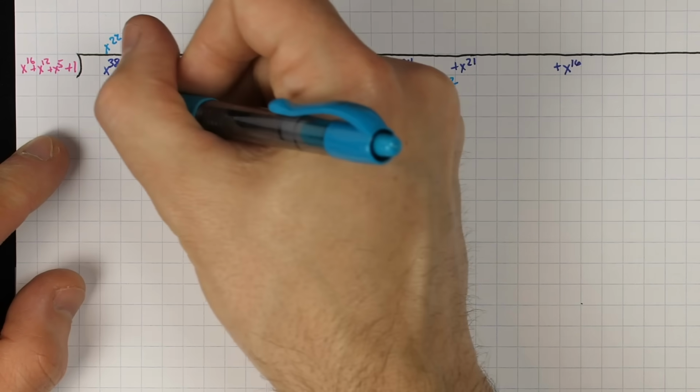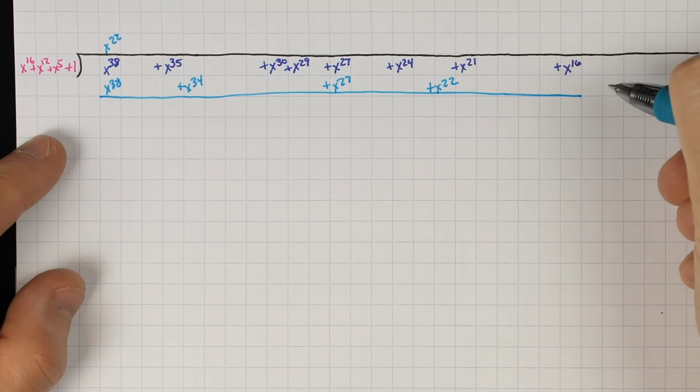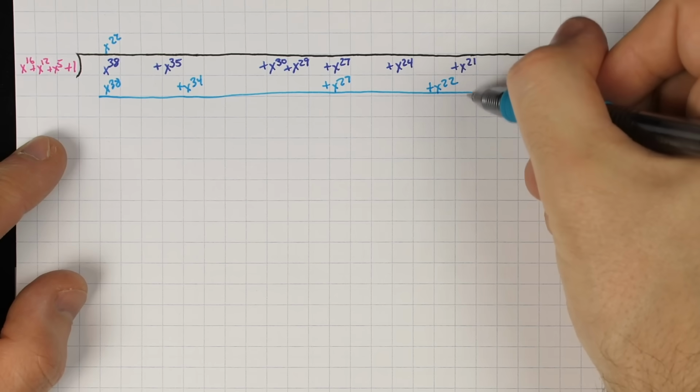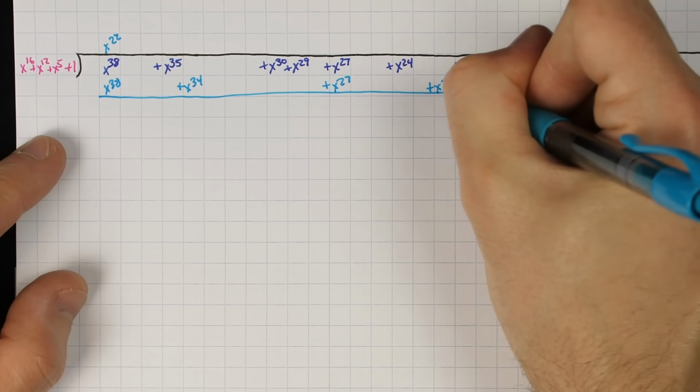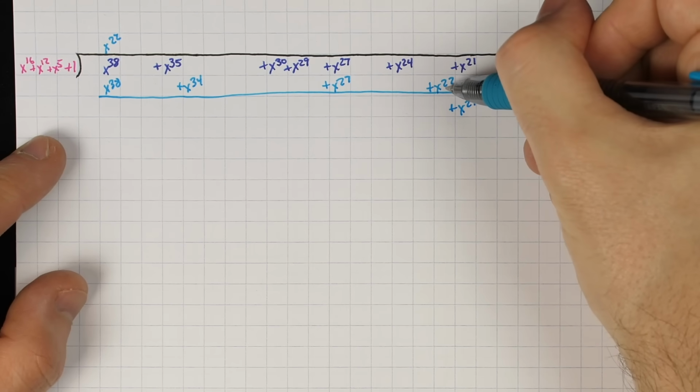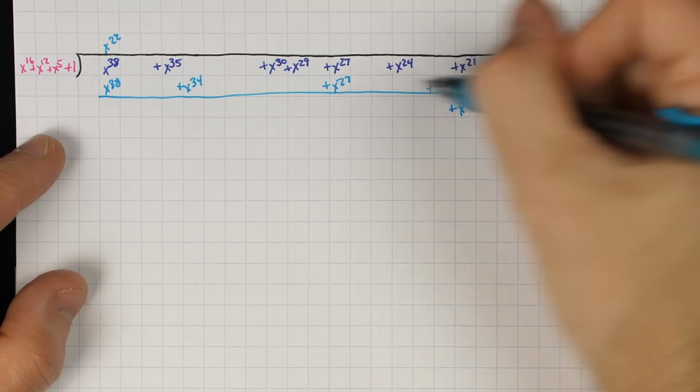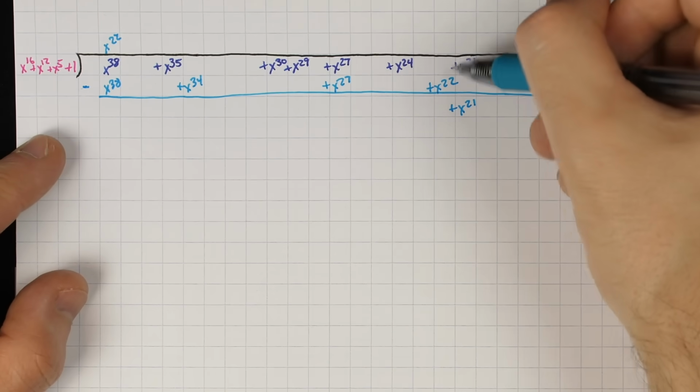And so now, just like normal long division, I'm going to subtract. So we have x to the 16th minus nothing, that's going to be x to the 16th. x to the 21st minus nothing is going to be x to the 21st. And here we have nothing minus x to the 22nd. And so you might think, well, that's going to be negative x to the 22nd because we're subtracting this, right? This is subtraction we're doing here.